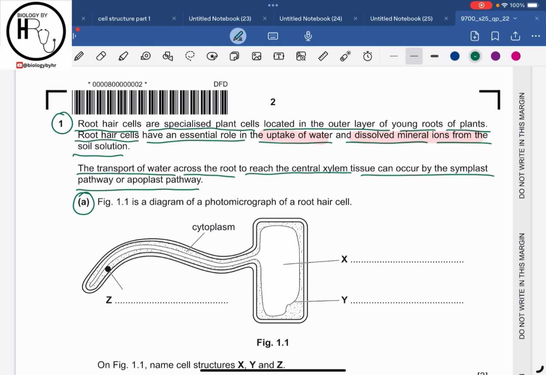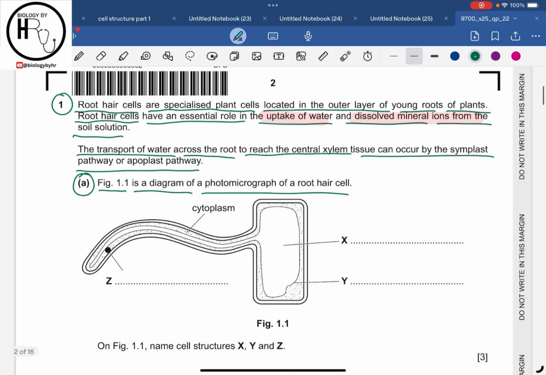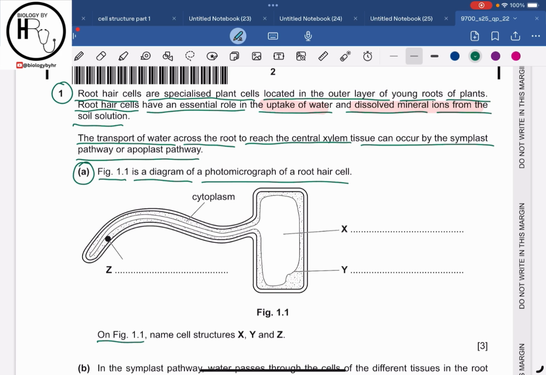Part A over here says that figure 1.1 is a diagram of a photomicrograph of a root hair cell. On figure 1.1, name the cell structures Z, Y and X. So basically they are asking us to label Z, Y and X. So Y is basically the tonoplast. What is a tonoplast? Tonoplast is basically the cell membrane of the sap vacuole. The vacuole, the large and the permanent vacuole of the plant cell is known as the sap vacuole.